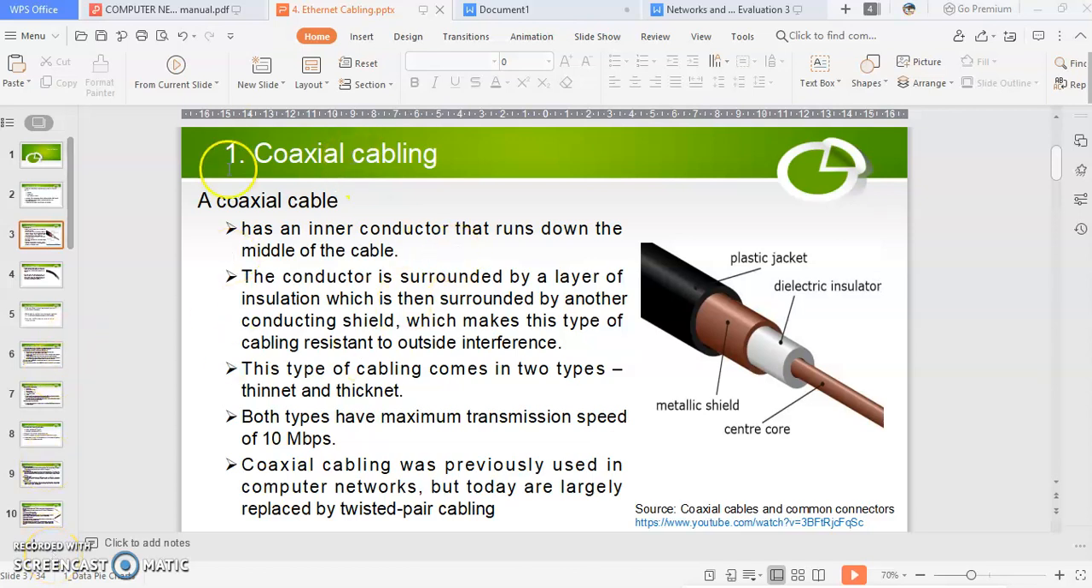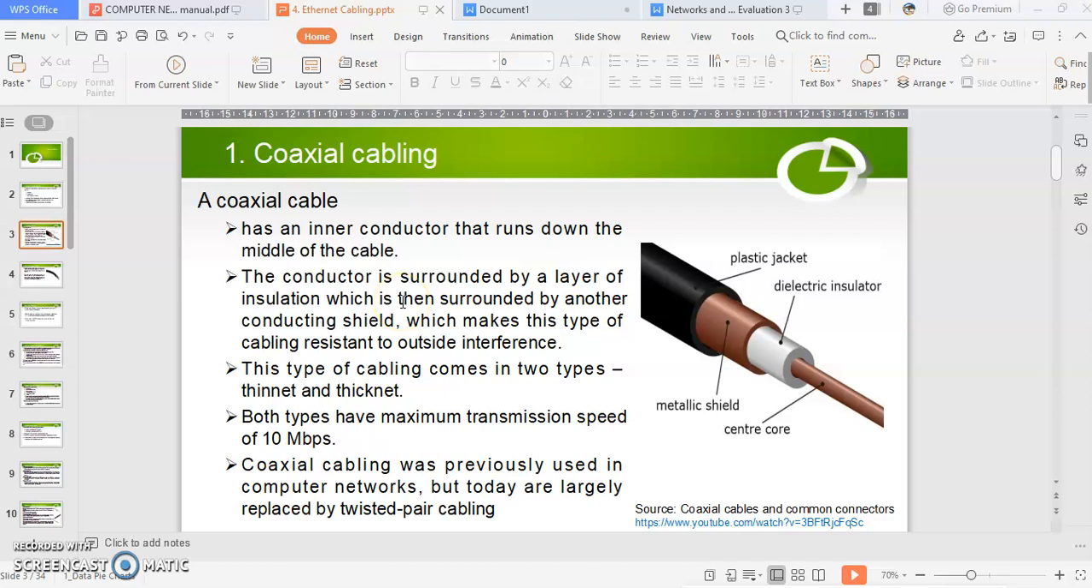Okay, so coaxial cable, again, it has actually four layers. The first one is the inner conductor that runs down the middle of your cable. The next one is an insulator. So it is surrounded by a layer of insulation.